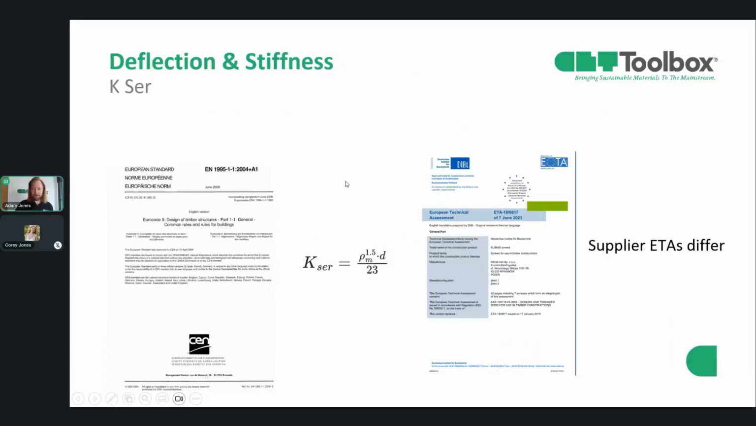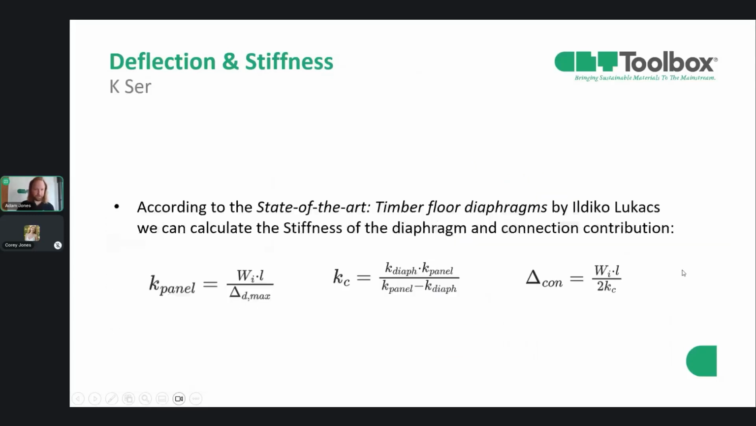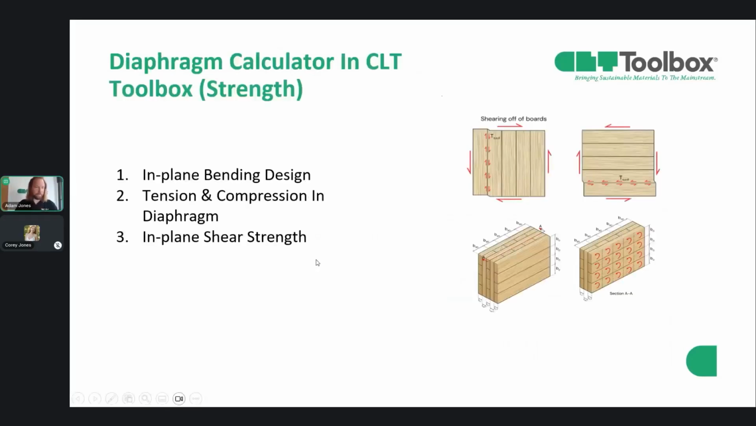So the way we calculate that, we're going to show you 2 methods. One is through the current Eurocode, and it just has a formula based on the density of the timber and the diameter, but also the supplier ETAs is another option, which I'll take you through. And then finally, according to the latest research, we bring it all together and can work out the stiffness of the panel and the overall diaphragm, and I'll take you through that as well.